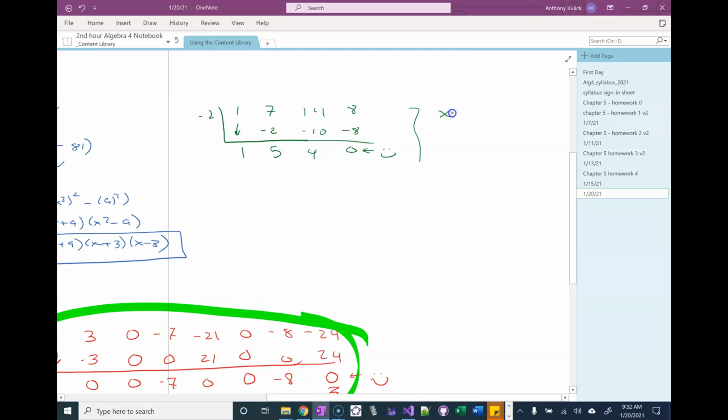So that tells me that I have x plus 2 as my factor. And my other factor is going to come from this piece. So constant, x coefficient, x squared coefficient.